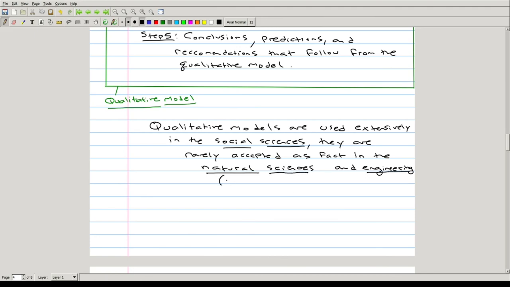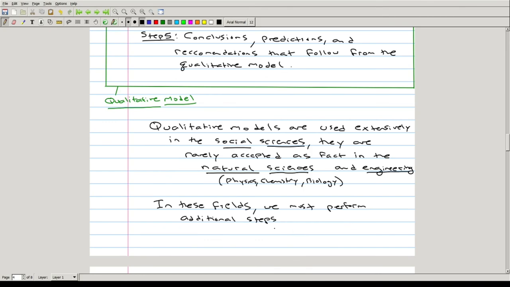And by natural sciences here, we're talking about physics, chemistry, biology, etc. In these fields, we have to perform additional steps, which lead to a mathematical quantitative model.